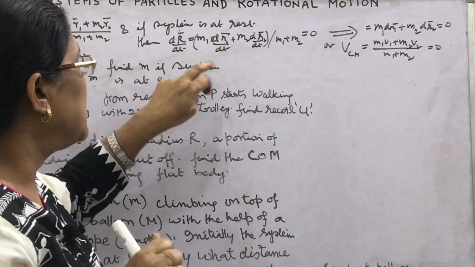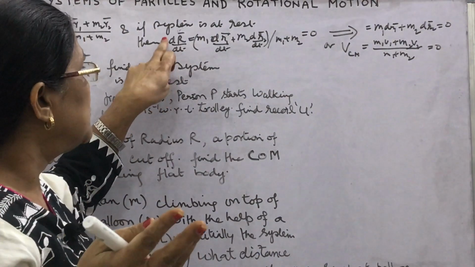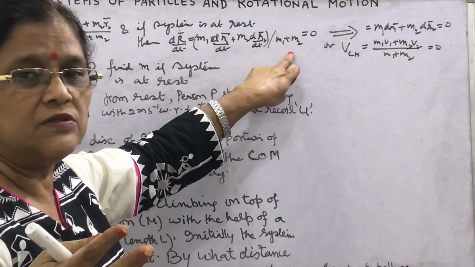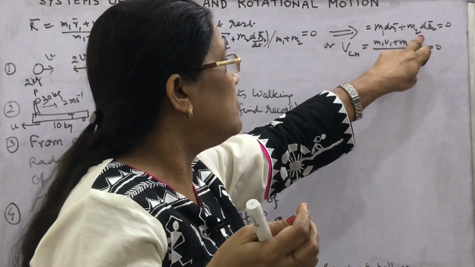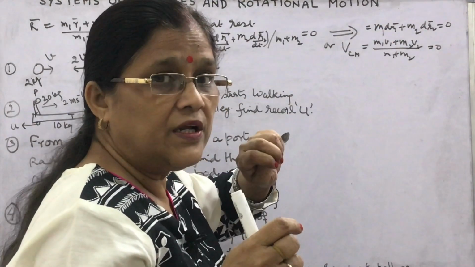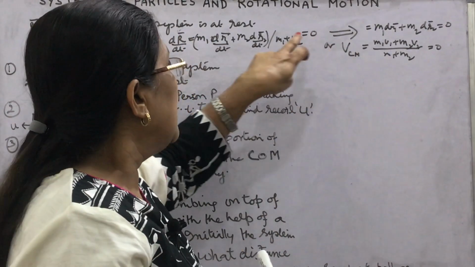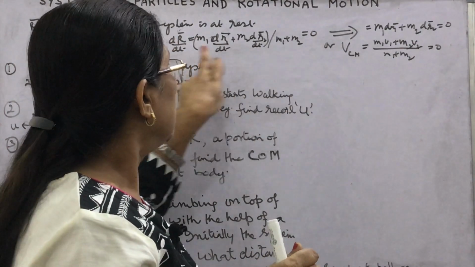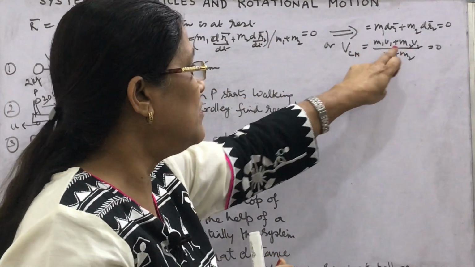If the system is at rest, we have seen that the change in position will not occur. So what will you write? dr/dt, then this becomes (m1 dr1/dt + m2 dr2/dt) / (m1 + m2) = 0. What does it mean? That m1 dr1 + m2 dr2 = 0. This is a very important equation to be used in numericals, we will see. And this dr/dt is the velocity of the center of mass, so you can write it in terms of dr1/dt and dr2/dt as v1 and v2.